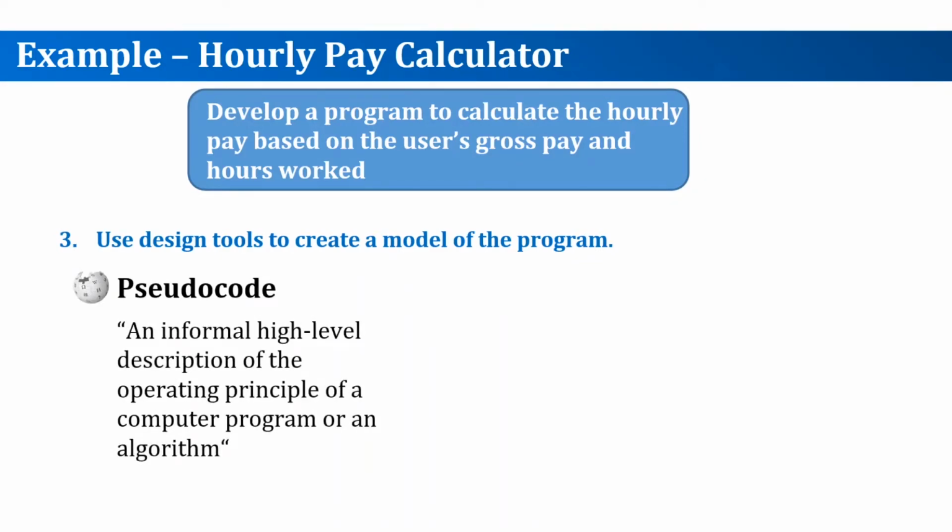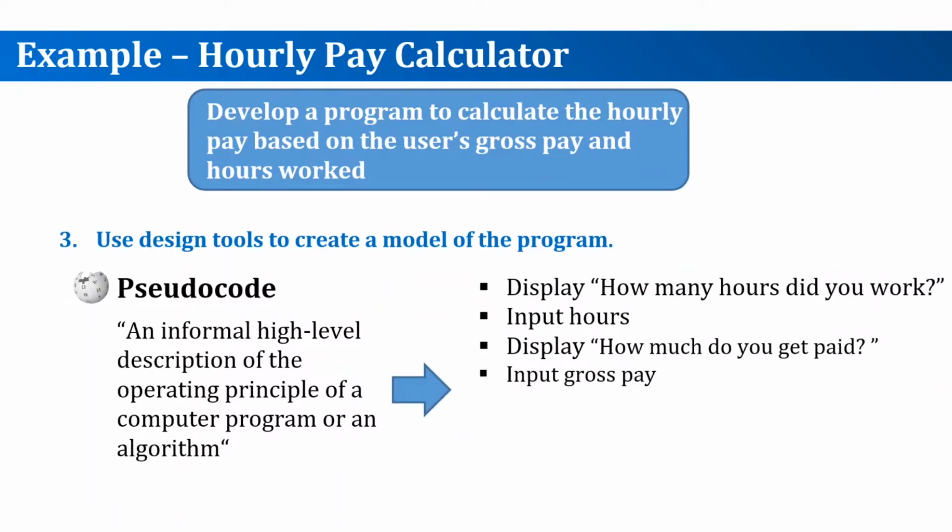From Wikipedia, a pseudocode is an informal high-level description of the operating principle of a computer program or an algorithm. What this means is that you describe the program steps in a high-level language, which is programming language independent, such that you and other programmers can understand. For example, in our case, a possible pseudocode to solve this problem is as follows.